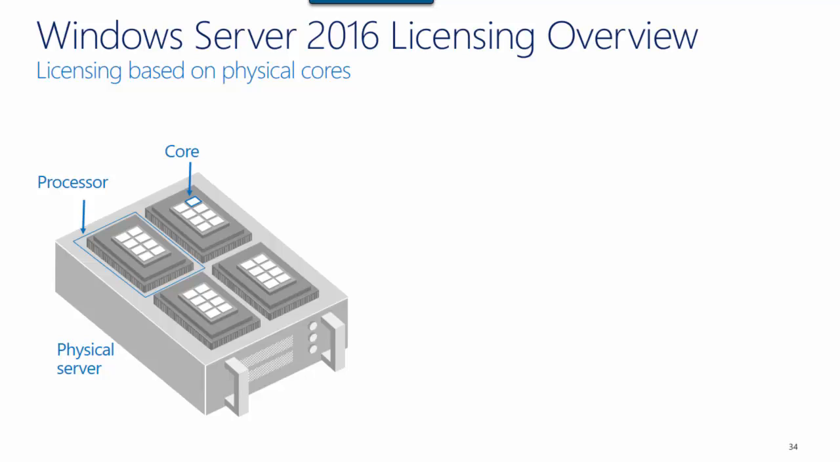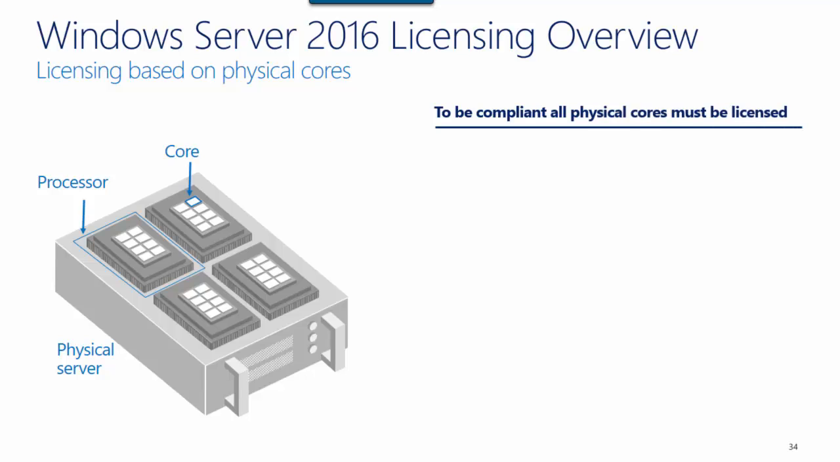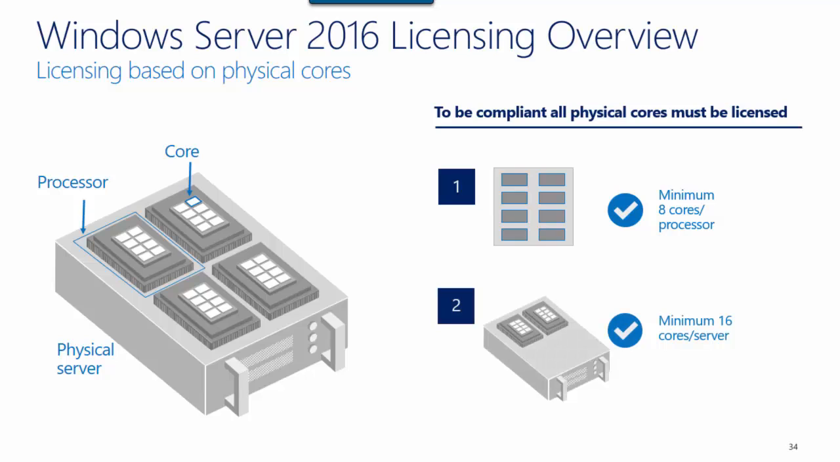So let's take a look at that. The licensing of Standard and Datacenter has been enhanced. If we take a look at this, what are the 3 licensing rules that we need to follow? First up, license all of the physical cores on the server. Ensure that every processor is licensed to cover a minimum of 8 cores, and ensure that every server is licensed to cover a minimum of 16 cores. And this is something that effectively does take place.